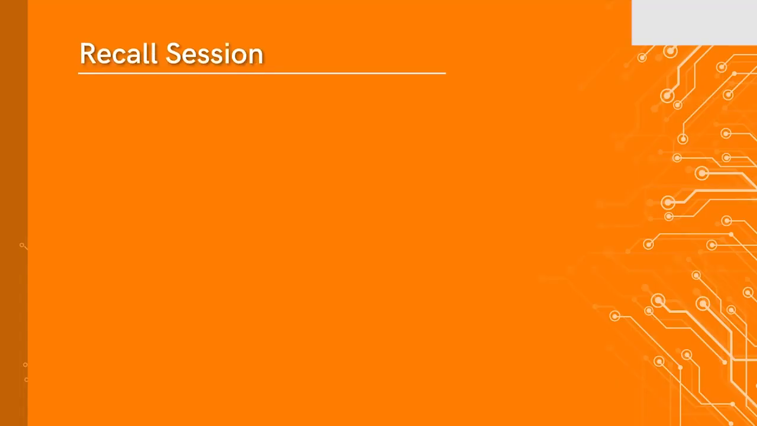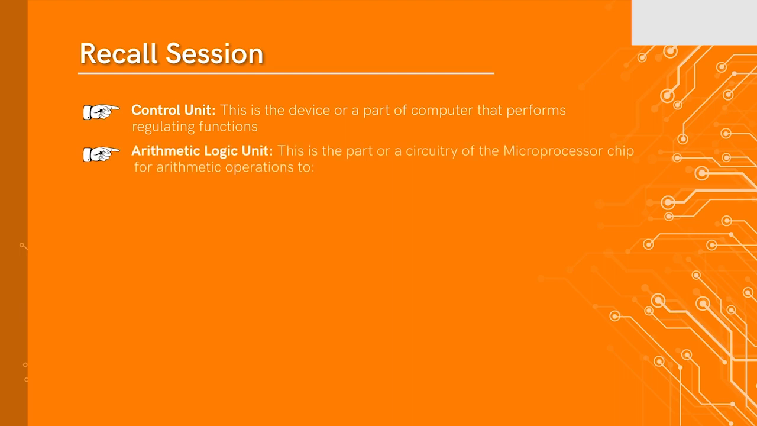Welcome to Peripheral Accessories. However, before we proceed to the topic, let's quickly recap our last topic. In the last topic, we have learnt Control Unit. This is the device or a part of the computer that performs regulating functions. Arithmetic Logic Unit. This is the part or the circuitry of the microprocessor chip for arithmetic operations to fetch, decode and execute the data.